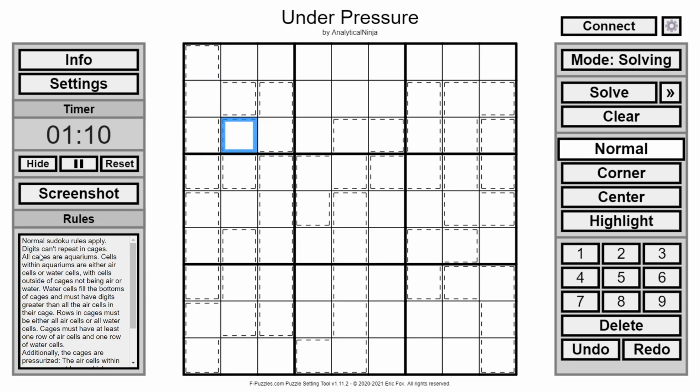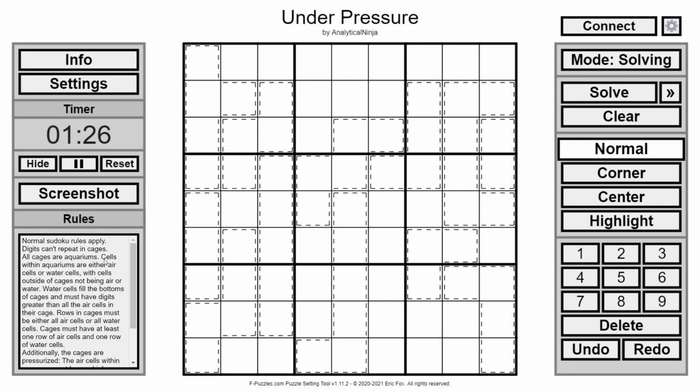Normal Sudoku rules apply. Digits can't repeat in cages, so these two digits, for example, could not be the same digit because they're in the same cage here. Or this digit and either one of these digits. I don't think that one needs that much explanation.